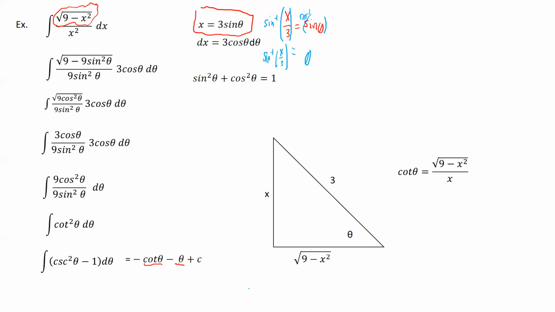So what does our final answer look like? Instead of cotangent theta, we're going to put in the root of 9 minus x squared over x. And instead of theta, we're going to put the arc sine of x over 3. Whew, that was pretty impressive.